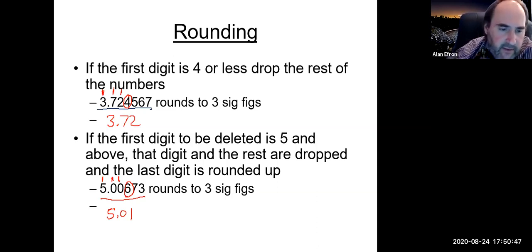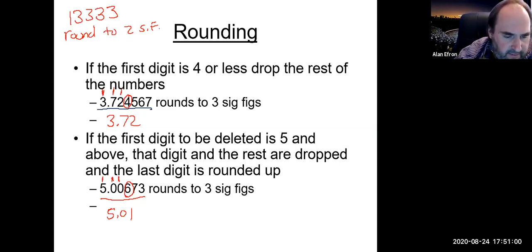So for example, let's say we had 13,333. What would be the correct answer if you round to 2 significant figures? So take a moment, think about what it might be. What the correct answer should be if you round it to 2 significant figures.